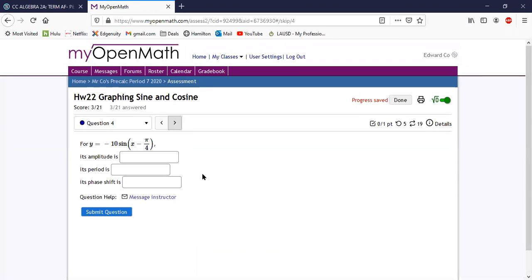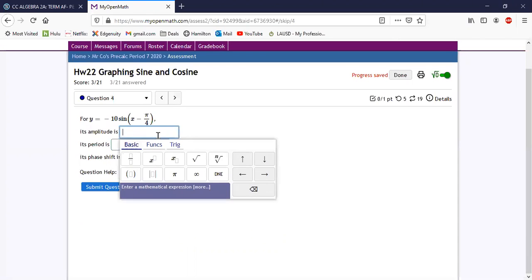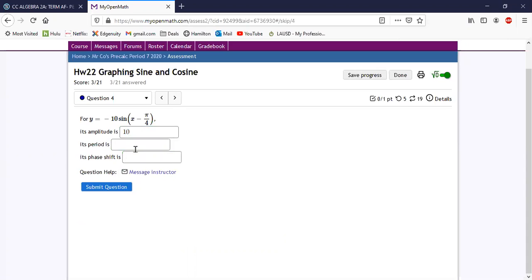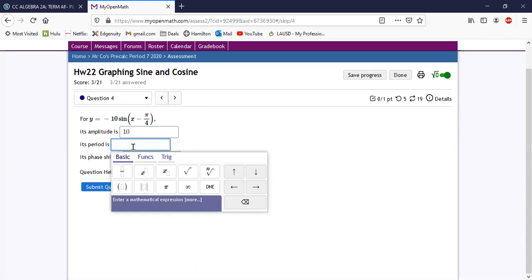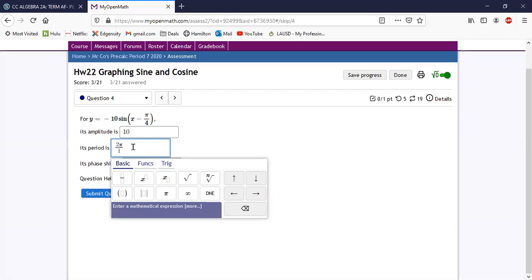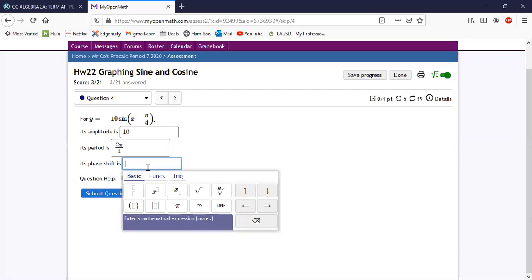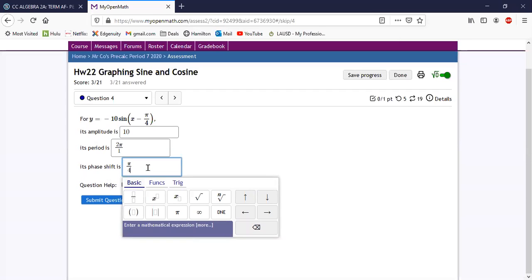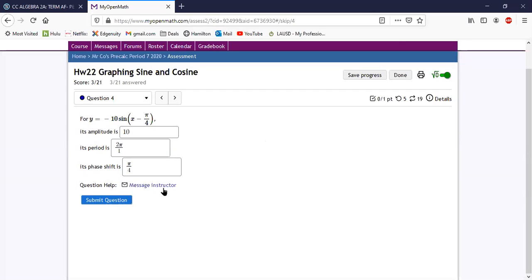Okay, I'm already on question 4. And the reason I'm on question 4 is because I'm talking too much. We said the amplitude here is going to be a positive 10 because it's the absolute value of A. You can look at your notes. The period is 2 pi over B, 2 pi over 1, which is just 2 pi. The phase shift is C over B, so it's pi over 4 divided by 1. That's just pi over 4. And that's it.